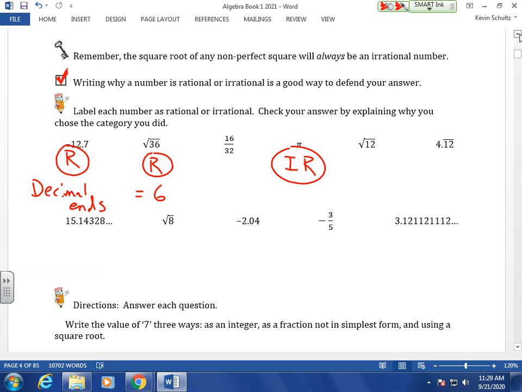Pi, we talked about that as irrational. Don't just write I for that, because I in math has a couple other meanings also. Put IR. I know it's a little bit extra work, but you can handle it. And the reason why is that the decimal goes on forever.